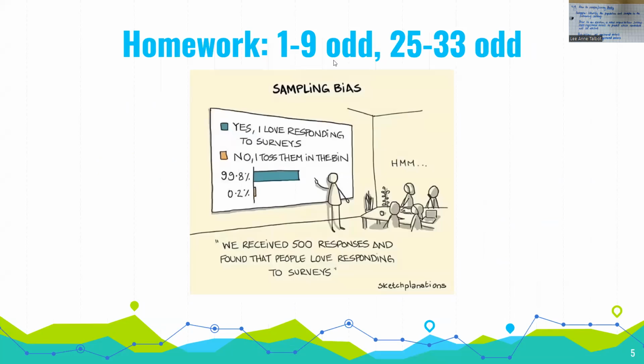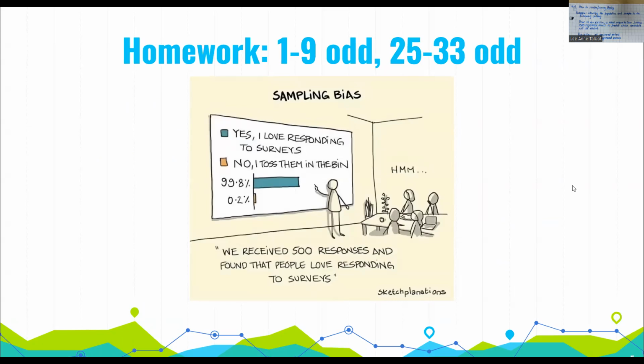Homework is 1 through 9 odd, 25 to 33 odd. It is due tomorrow. We're doing another section of this tomorrow. This says sampling bias. We received 500 responses and found that people love responding to surveys. What type of bias would this be according to your blue page? Voluntary response. Thank you. It's voluntary response.